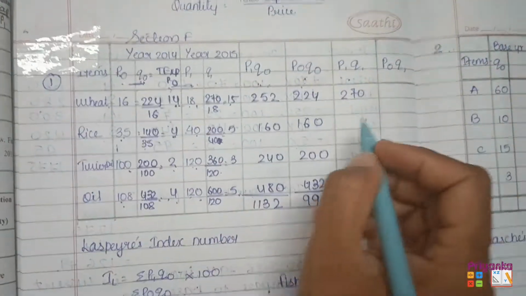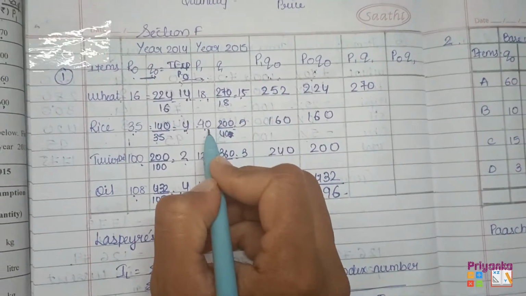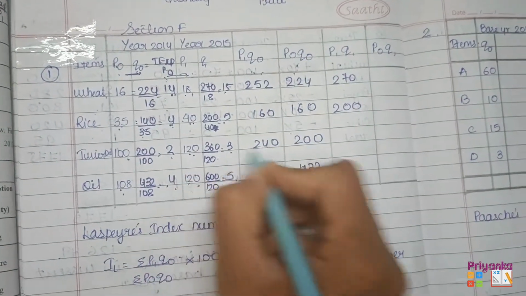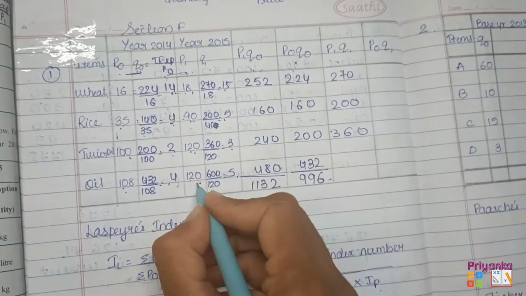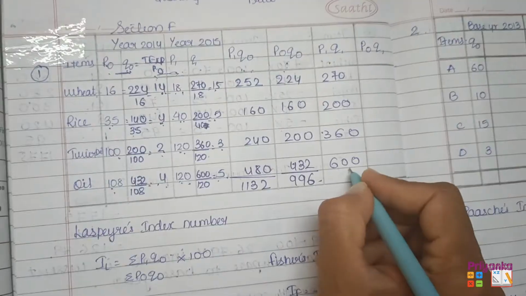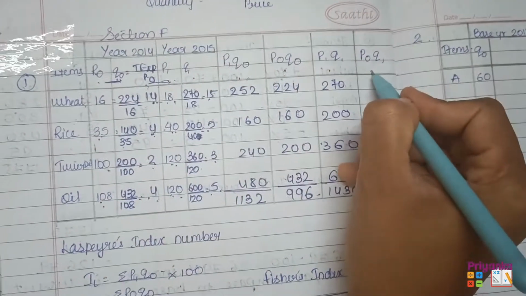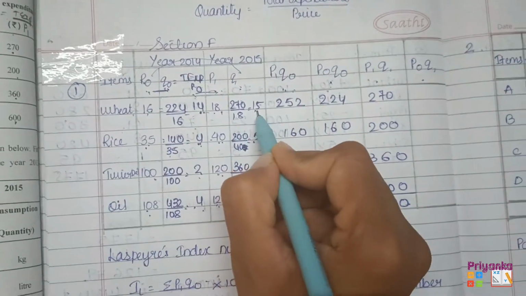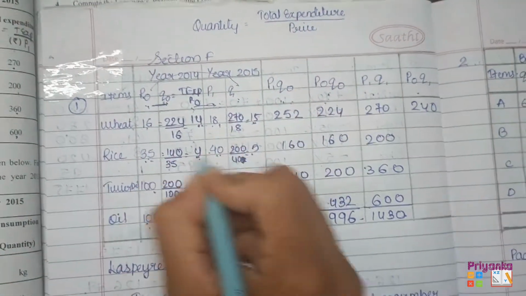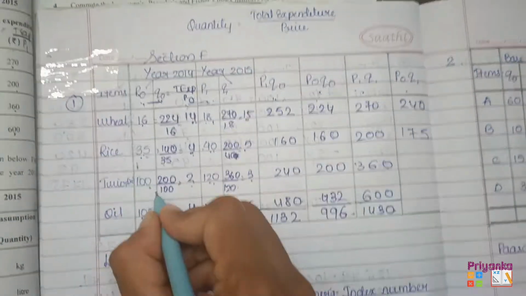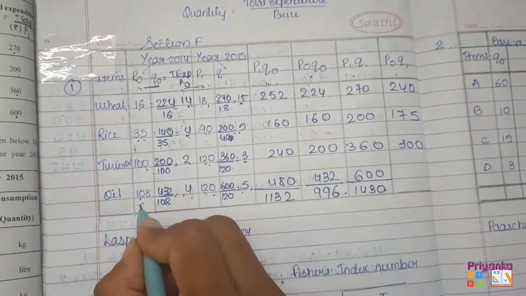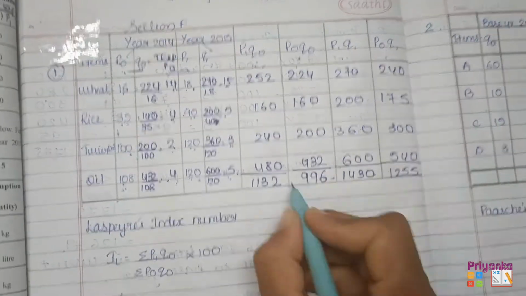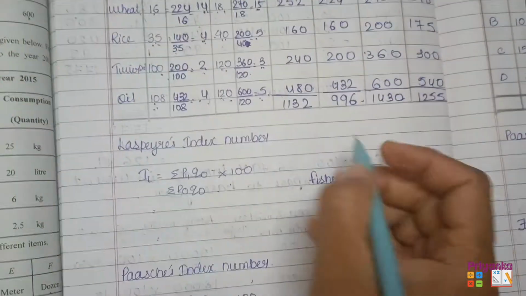Next is 40 multiplied by 5, that is 200. 120 multiplied by 3, that is 360. 120 multiplied by 5, 600, and the total is 1430. Next is P0 Q1, that is P0 column will get multiplied with the Q1 column, that is 16 multiplied by 15. Here we get 240. 35 multiplied by 5, 175. 100 multiplied by 3, 300. 108 multiplied by 5, that is 540, and the total is 1255.